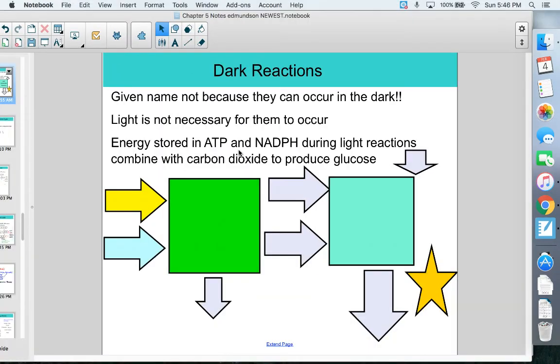Welcome to my video explaining step 2 of photosynthesis. So this step can be called the dark reactions, but make sure you understand that it's not because it happens in the dark, it's because we just don't need light for this to happen.